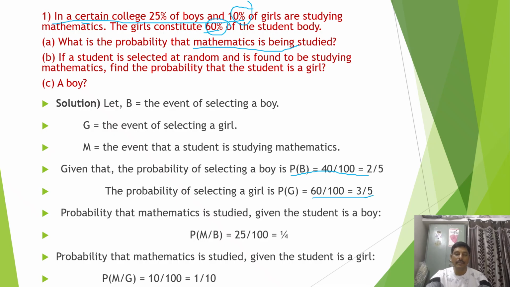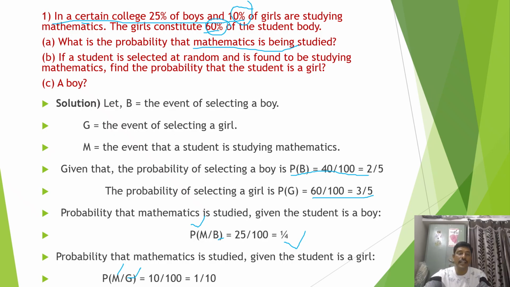And the probability that mathematics is studied given that the student is a boy. So if the student is a boy, the probability that he studies mathematics is given as 25%, that is 25 by 100, which is 1 by 4. And the probability that a girl studies mathematics is 10%, given in the problem, 10 by 100, that is equal to 1 by 10. Up to this is clear? Yes. Now we go into the next slide.